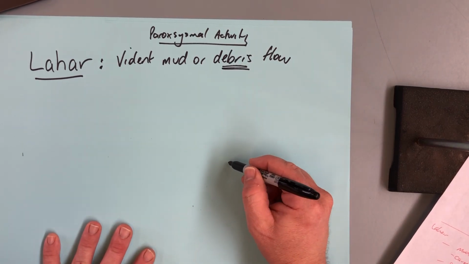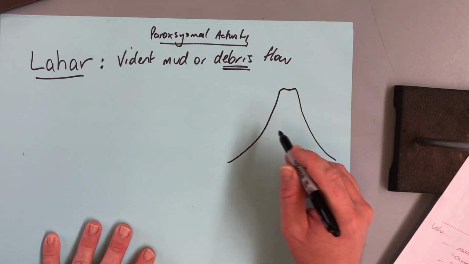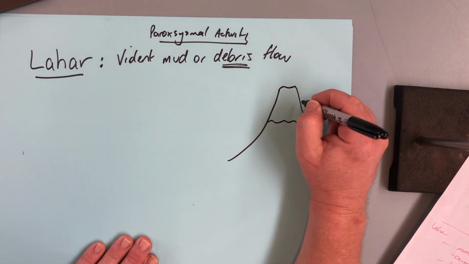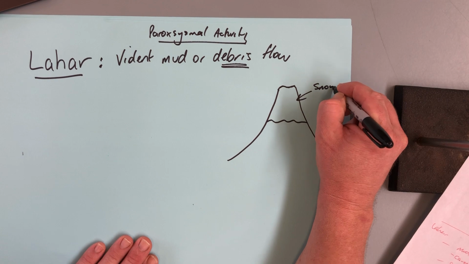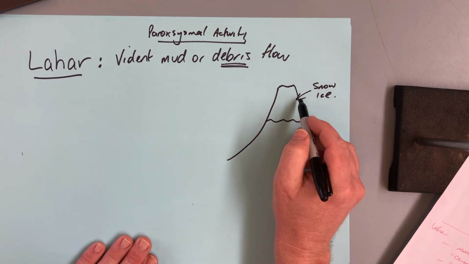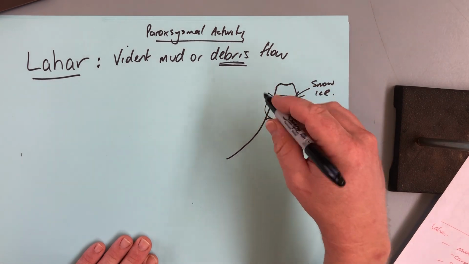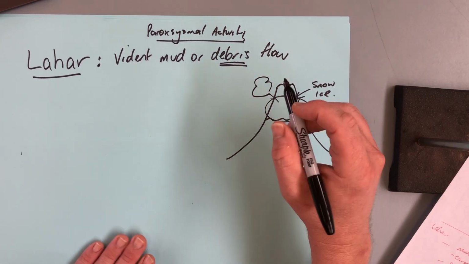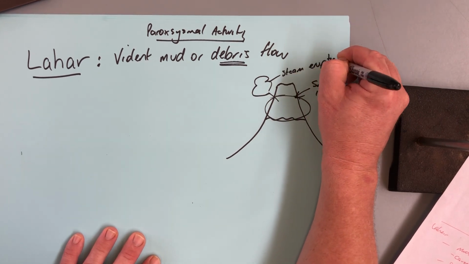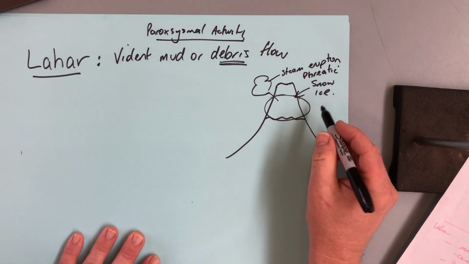So I'll draw a little picture of a volcano. Here's a nice volcano. If I was to draw this, you'd think it looks like Mount Fuji, but all of this on top of the volcano is snow. Sometimes it's ice. During a volcanic eruption, this whole area is heated up, and sometimes there are small eruptions called phreatic eruptions. A phreatic eruption is like a steam eruption. This melts the snow.